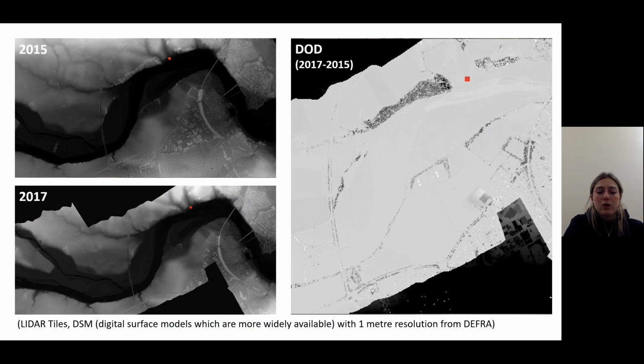So these figures show how 1 meter resolution LiDAR tiles of digital surface models of the river for 2015 and 2017 have been downloaded into QGIS, and then these two digital elevation models have been used to create a DOD, or difference of elevation model, between the years. And this DOD on the right is used to see the change in elevation of river topography between the years.